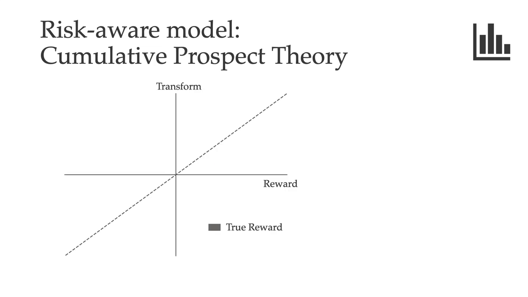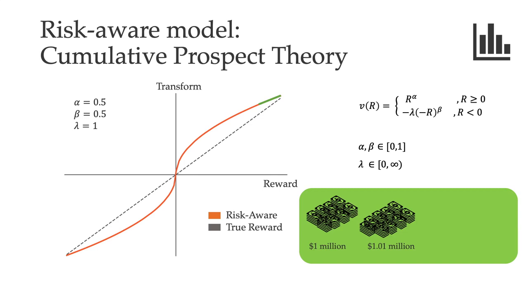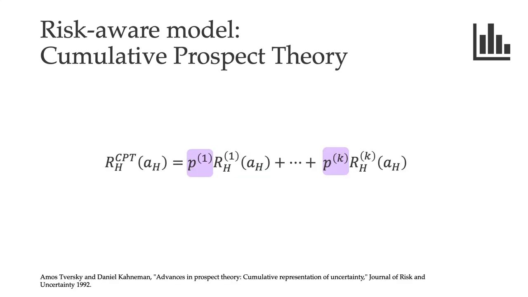The dotted line represents the ground truth reward, and the orange line represents our model. What's cool is that we're adding just three hyperparameters to the original reward to express the fact that humans perceive the slope between large rewards, as shown here, to be smaller or less steep than the slope between smaller rewards. For instance, the difference between $1 million and $1.1 million will seem smaller to most people than the difference between $1 and $10,001, even though they're the same.